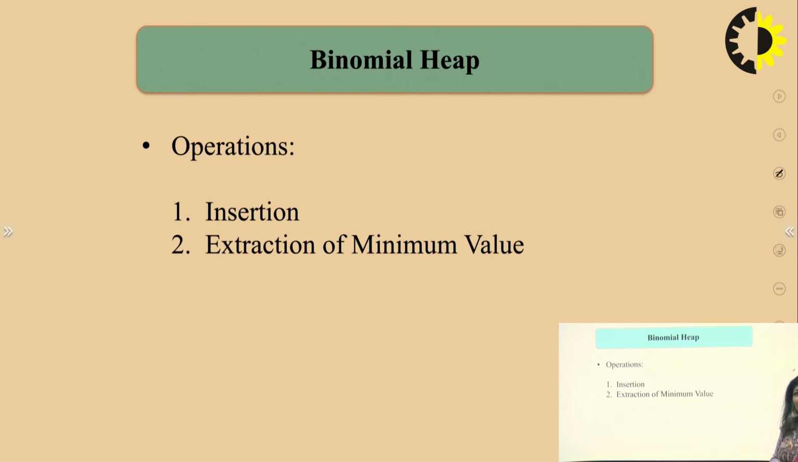Now today we are only going to discuss 2 of these operations. One is the insertion operation, so how we are going to insert a new node into the binomial heap data structure, this we will discuss in a moment. And the second operation is the extraction of the minimum value. So how we are going to find out which value is minimum, and then extract it or delete it from the binomial heap.